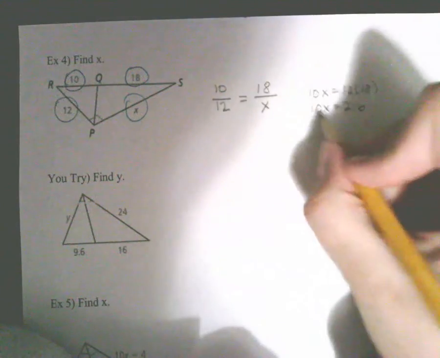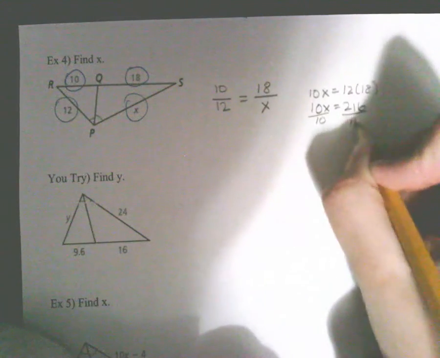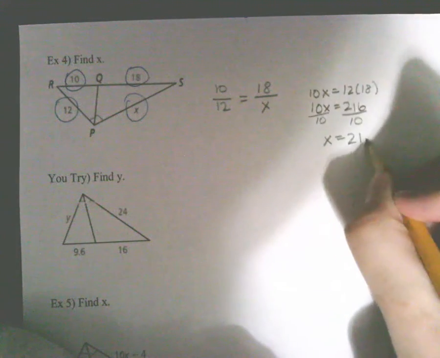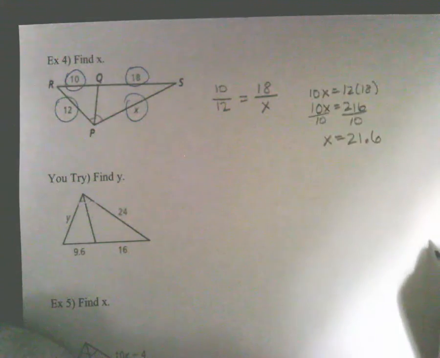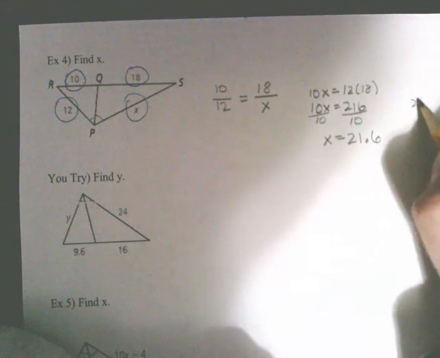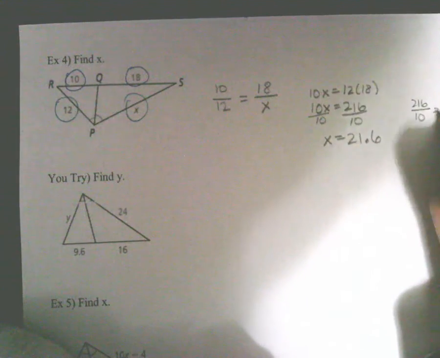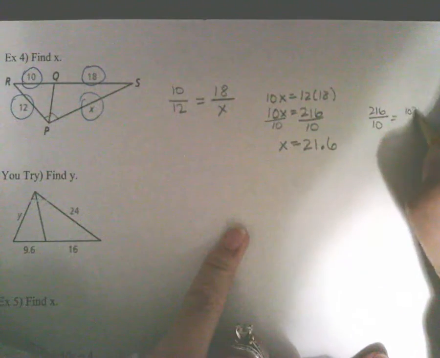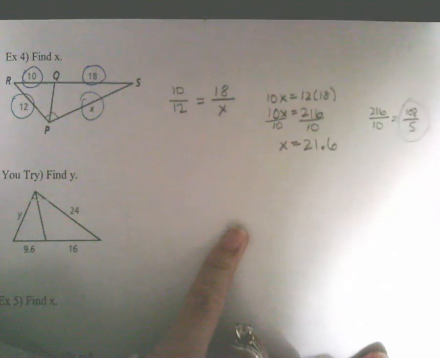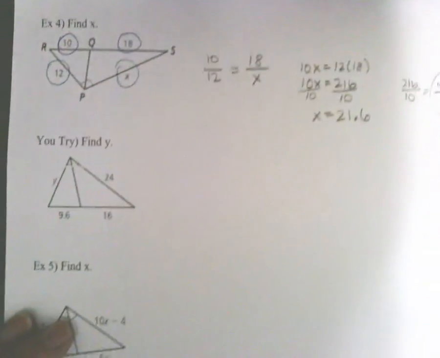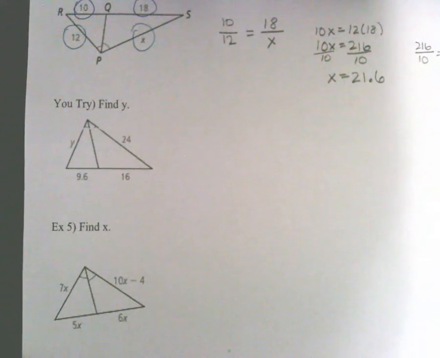And if we divide by 10, I can simply move the decimal place over 1, so I'd get 21.6. You could also simplify 216 over 10 by dividing by 2, and that would give you 108 over 5. So I'd also take 108 over 5. Okay, pause the video and try the U-try.